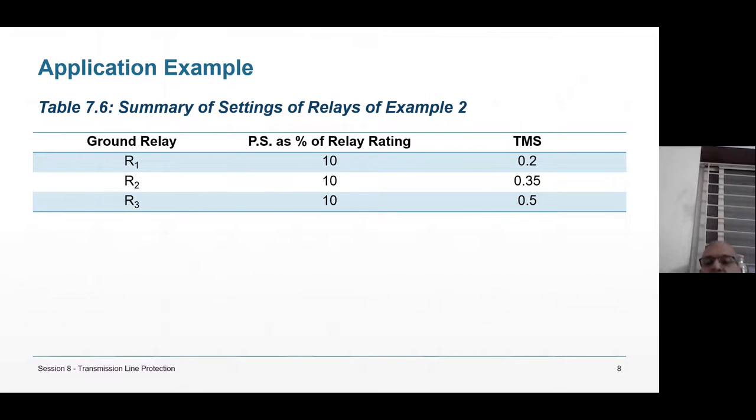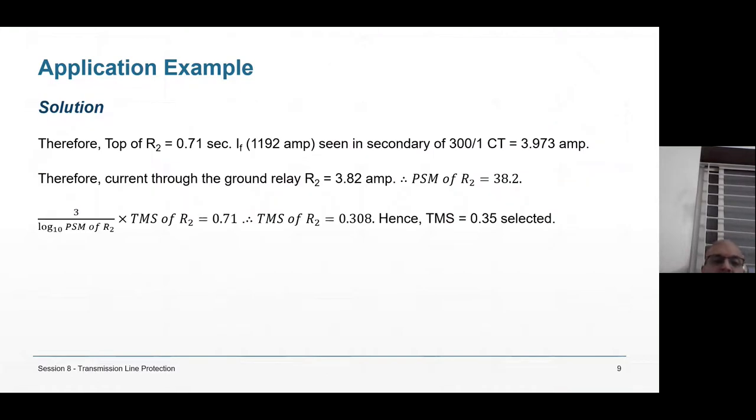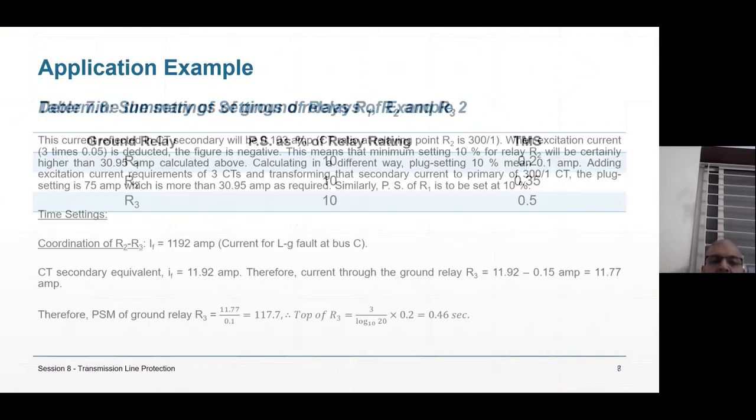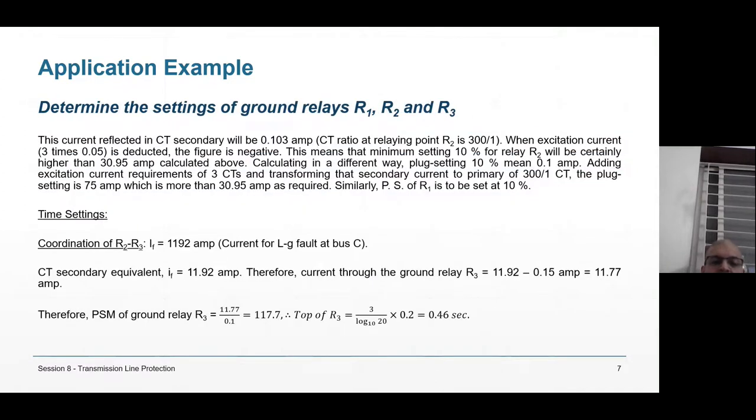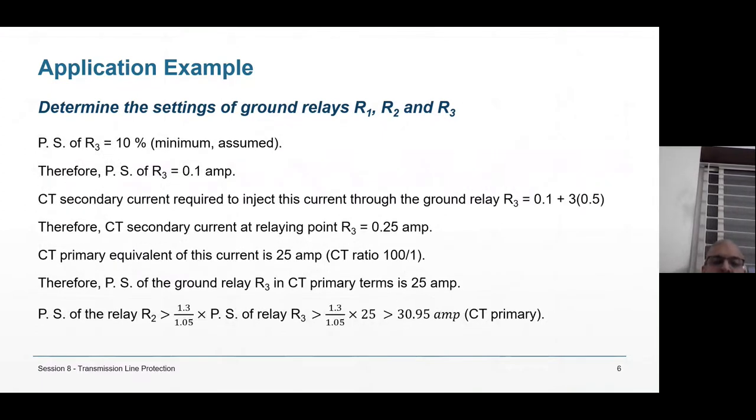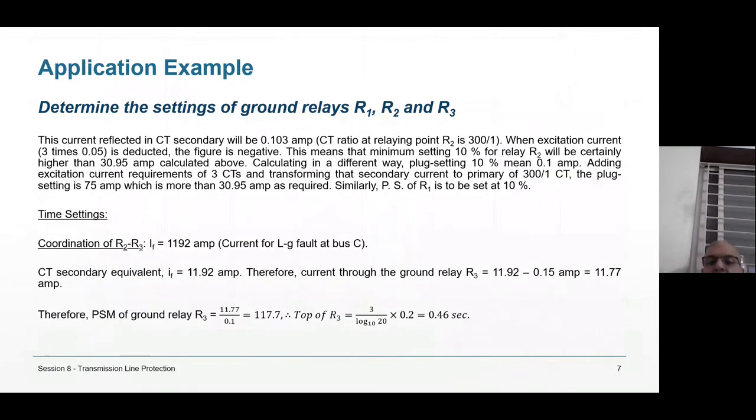ground relay and TMS. TMS of R3 is, this is example 2, I'm sorry. Example 1. Example 2, we have gone into the application example. We are in the first example. So in the first example, 30.95 is the CT primary flux setting. 30.95 is what? That 10% only that we have talked about.